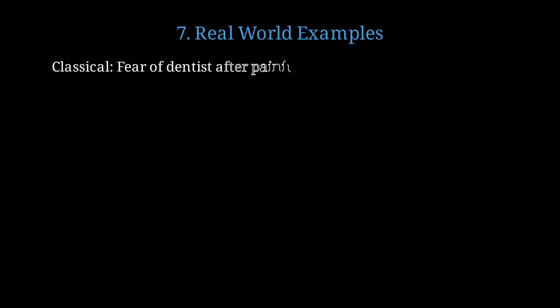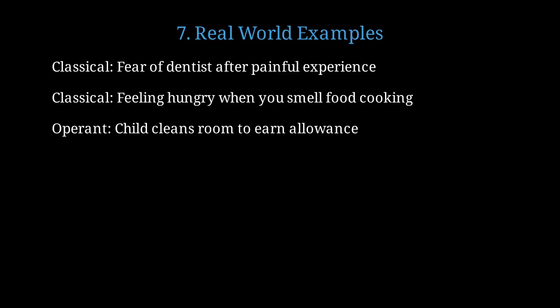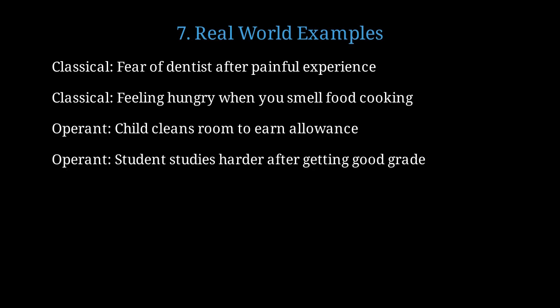A classical conditioning example is developing fear of the dentist after associating it with pain. Another example is feeling hungry when you smell food cooking, even before eating. An operant conditioning example is a child cleaning their room to earn an allowance as positive reinforcement. Another operant example is a student studying harder after receiving a good grade.